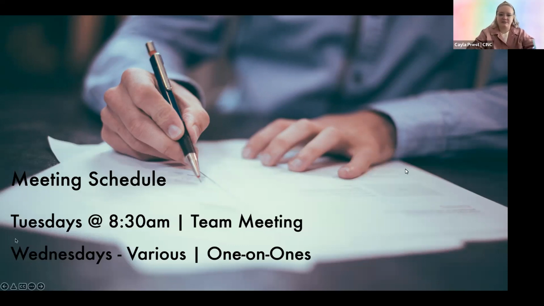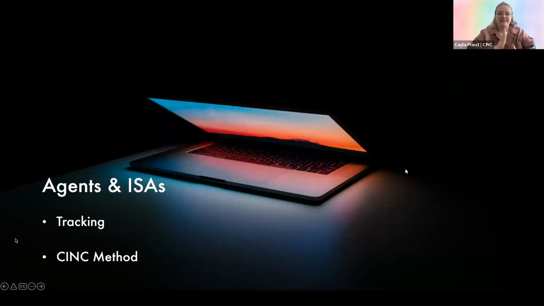So now that we've spent some time talking about the site owner side of accountability, let's talk about agents and ISAs. And remember that I'll use those positions interchangeably because both essentially are working toward the same types of goals. Now I'm going to talk about tracking and then also using the CINC method.